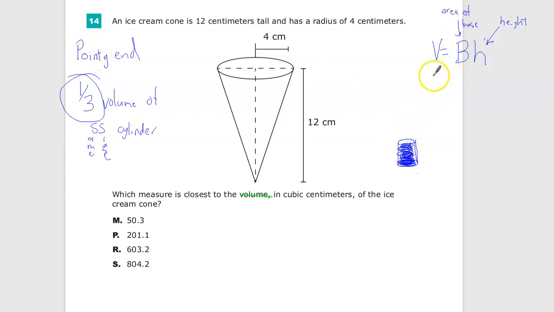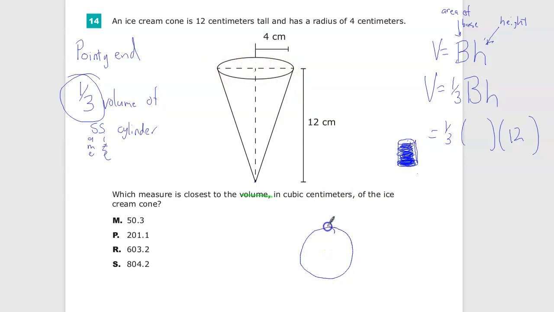So since this is a pointy end, I'm going to adjust this formula to one-third big baby base times height. Now, let's take a look at what height and big baby base are. The height of the figure, it just tells us, is 12 centimeters. So that's easy peasy. One-third goes here. Big baby base, I have to think, like, well, what's the base shape? It's a circle, right? So what's the formula for a circle for area? Because we're finding big baby base is the area of that base.